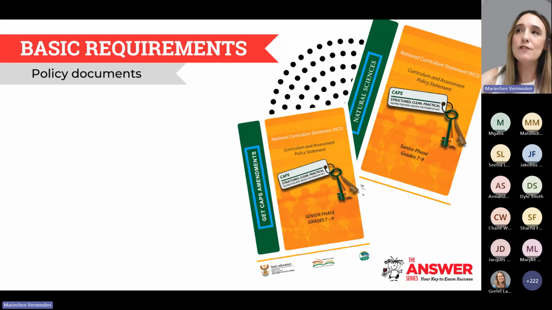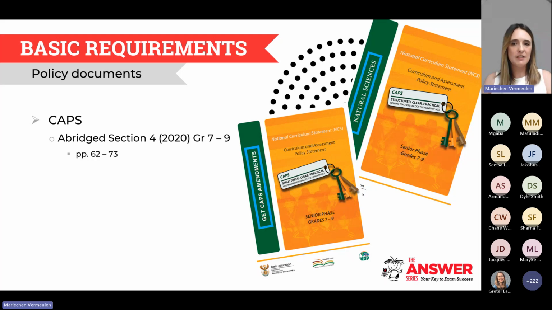Okay, but the first step in setting a good test or an exam is actually understanding the basic requirements as stated in the various policy documents. So these are the ones that you always need to have handy. Obviously, your CAPS document, and remember that there is an abridged section 4 that was released just before COVID hit us. And there are amendments to the assessment guidelines, especially a new layout for the cognitive grid that we need to apply. And you can see the relevant page numbers on the slide.